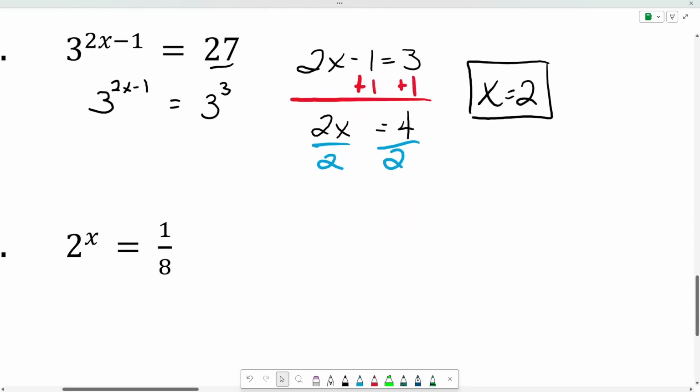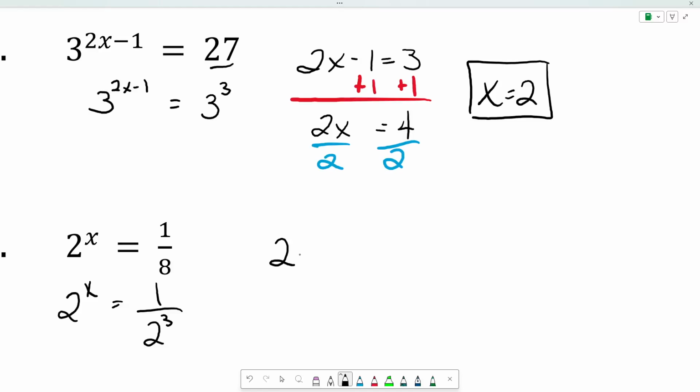Now this one right here says 2 to the power of x is equal to 1 over 8. Well, we first have to remember some of our rules of exponents. So I have here 1 over 2 to the third power. My bases are not the same yet. So my rules of exponents tell me that 2 to the power of x is equal to, this becomes 2 to the negative third power. Now that the bases are the same, I can set the exponents equal to each other, so x is equal to negative 3.